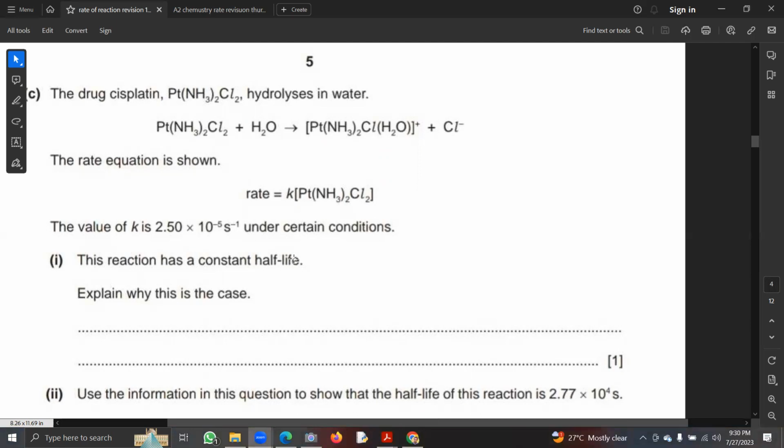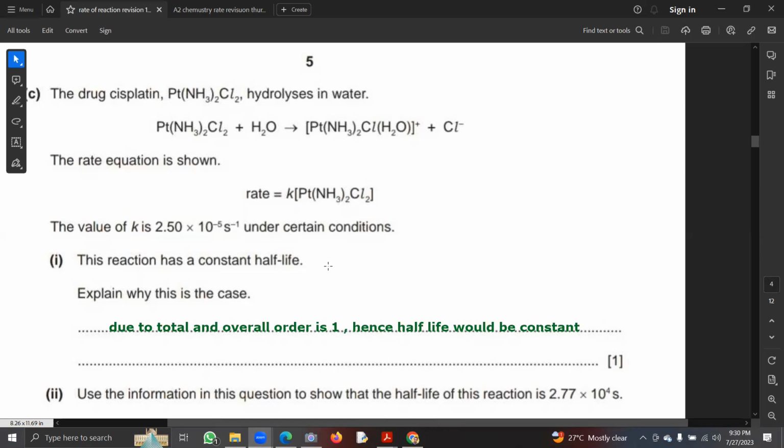So the order is ideally 1. Yes, the order is 1. We can say the overall order of the reaction is 1. When the order is 1, we know the half-life is constant. The reaction is first order, overall also first order. Total overall order is 1, hence the half-life would be constant.